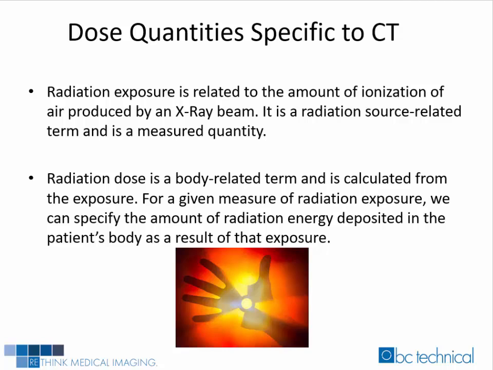Radiation exposure is related to the amount of ionization of air produced by an X-ray beam. It is a radiation source-related term and is a measured quantity. Radiation dose is a body-related term and is calculated from the exposure. For a given measure of radiation exposure, we can specify the amount of radiation energy deposited in the patient's body as a result of that exposure.